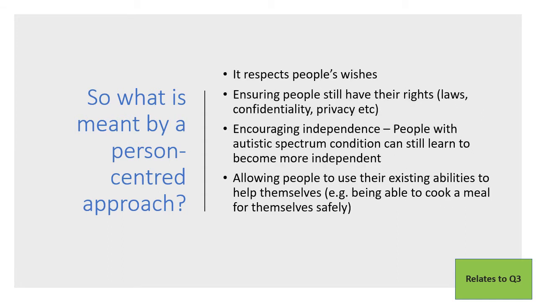It respects people's wishes. It ensures people still have their rights. So we talked about laws earlier on, but we know about the confidentiality and the privacy. That person-centered approach ensures they have their rights. It encourages independence, so people with autistic spectrum condition can still learn to become more independent, and allowing people to use their existing abilities to help themselves. So, for example, for them to be able to cook a meal for themselves safely, by having that person-centered approach, that allows them still to be able to do that if they're able to.